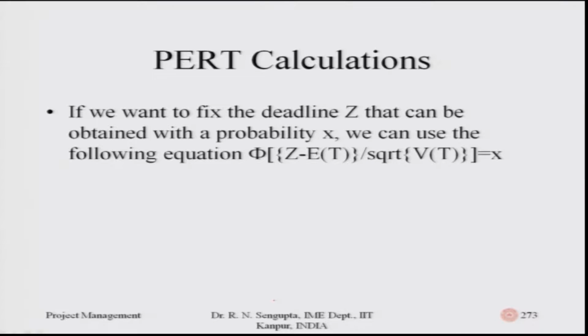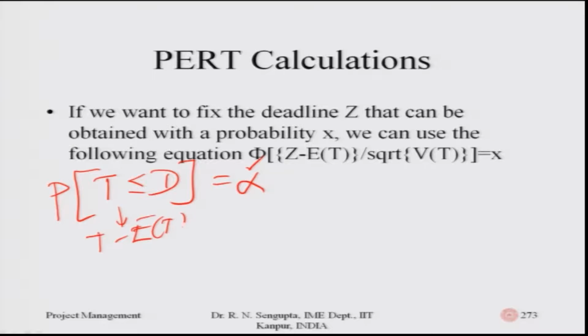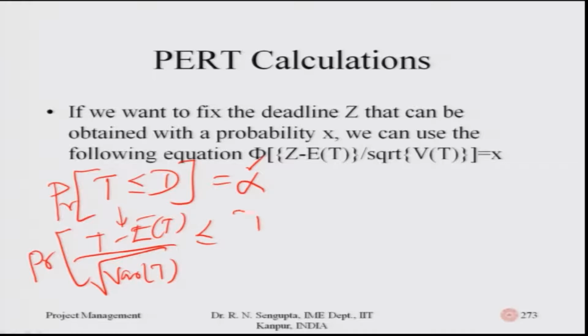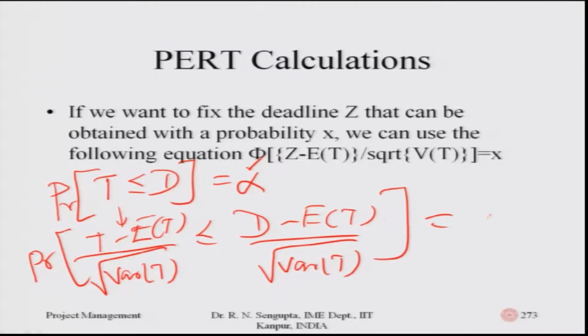So, if you want to fix the deadline d that can be obtained with probability alpha, then we need to find this out. Whatever formula I just wrote in the 272nd slide is exactly this. So, I need to find out probability of T less than or equal to D is equal to alpha. If I know alpha, then I can find out T minus expected value of T, over the square root of the variance of T, probability of this, D minus E of T over the variance of T, and do your calculations accordingly.